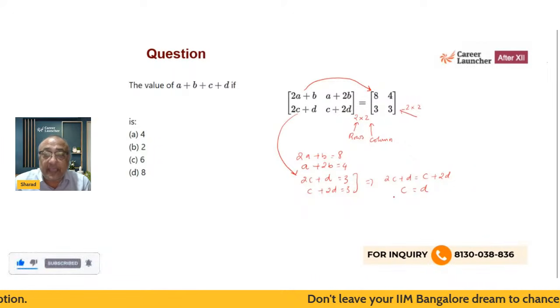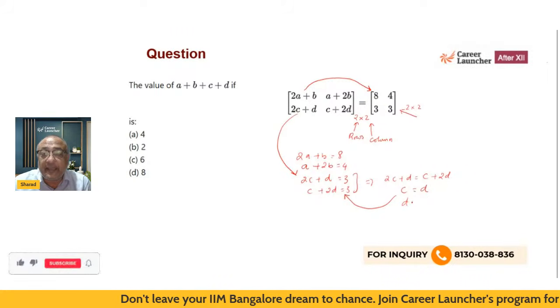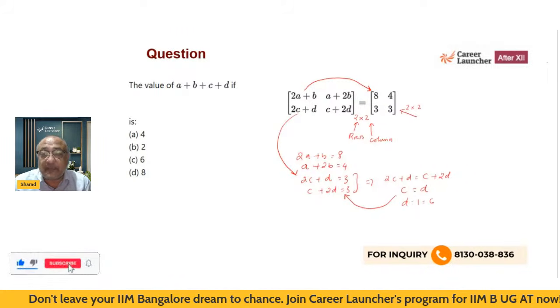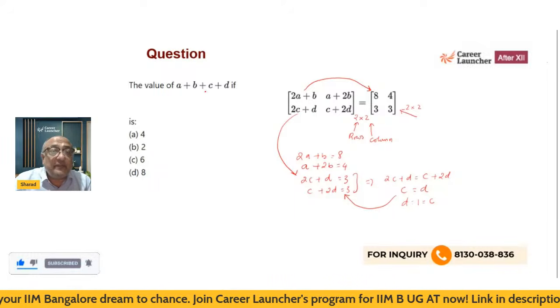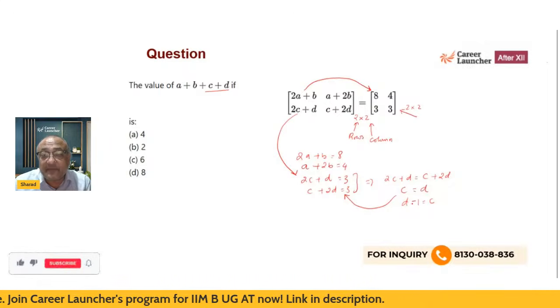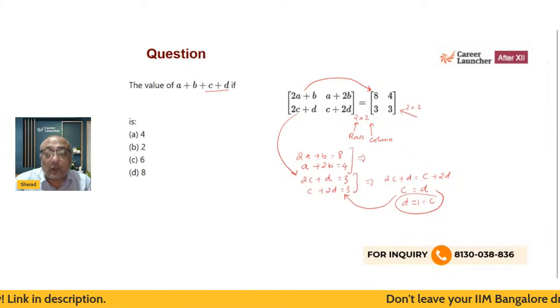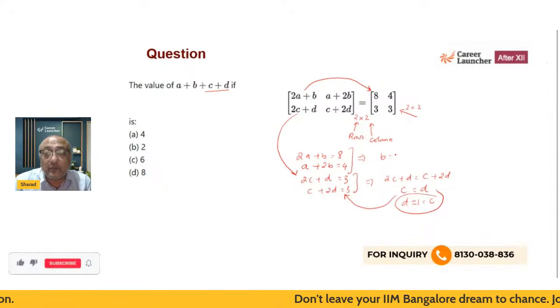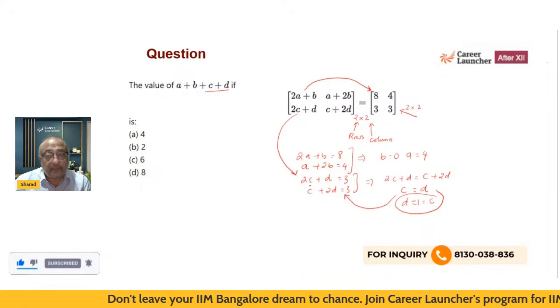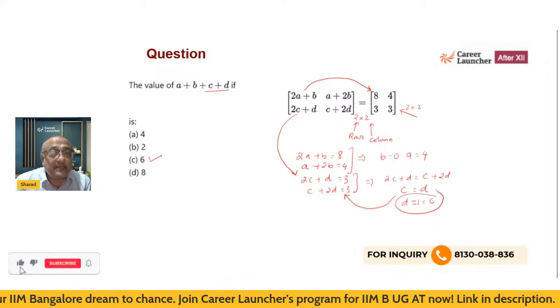That is the first thing. And if I put this result, c is equal to d, over here, I'll get d equal to 1 as well as c. So wow, out of a, b, c and d, I have got the values of d as well as c. Now, how do I get the values of a and b? It is simple. We'll solve this and we'll get b is equal to 0 and a is equal to 4. If these are the values, then of course my answer is 6.